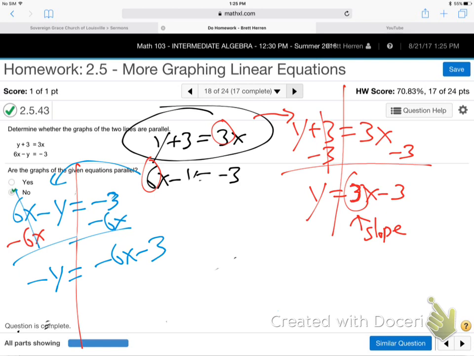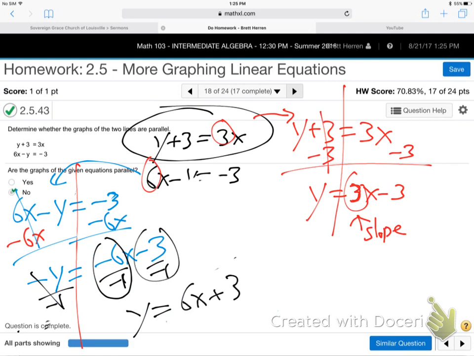Good so far. I'm trying to get y alone, so I'm subtracting 6x from both sides. Now finish getting that y alone. What do we do? Divide through by minus 1. These cancel. Y equals, now, two negatives? Positive, right? The two negatives make a positive. So the slope is right there. The slope is 6.